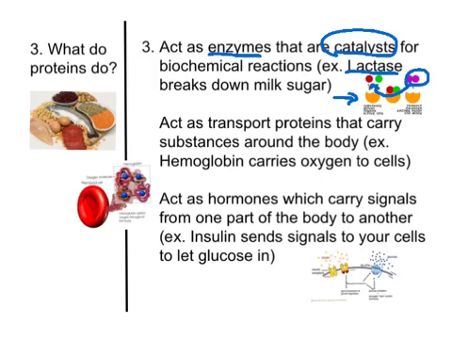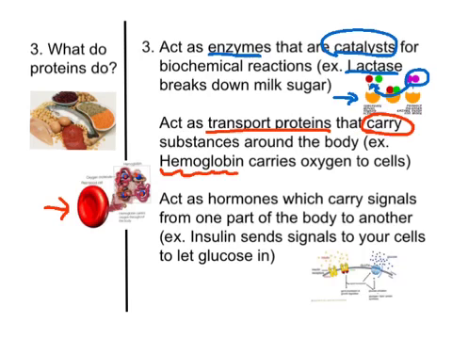The second one we'll talk about is transport proteins. So they are responsible for carrying substances around the body. So here's a great example: hemoglobin. It's found in your red blood cells, and it's a protein that carries the oxygen to your cells. So it's a protein that is responsible for carrying the oxygen molecules to your cells so that they can survive. So that's a second function that we'll talk about.